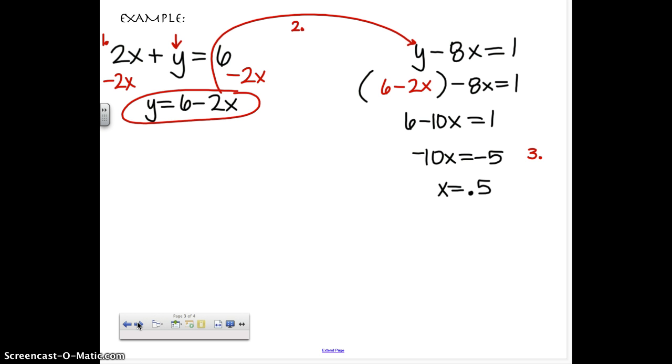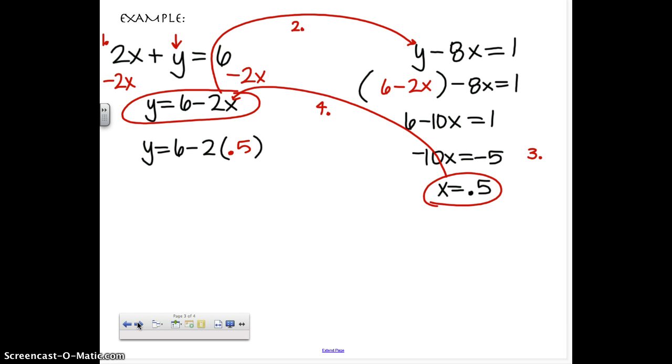Step 4 is substitute. Now that I know what x equals, I'm going to go back up here to my original equation. And my final step is to substitute in and determine what y is. So now I have y equals 6 minus 2. We are now smarter, wiser, better looking, and we know what x is. Okay? So now y equals 6 minus, well, 2 times 0.5 is 1. Y equals 5. Our final answer here, now that we have completed step 4, is the ordered pair 0.5, 5. So we're just solving, substituting, solving, substituting.